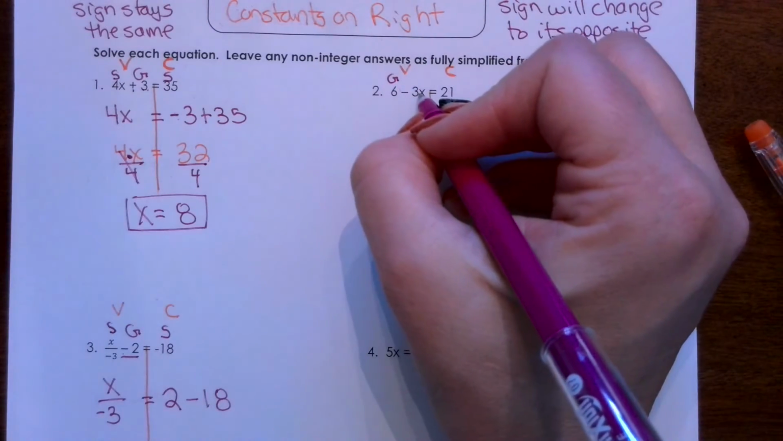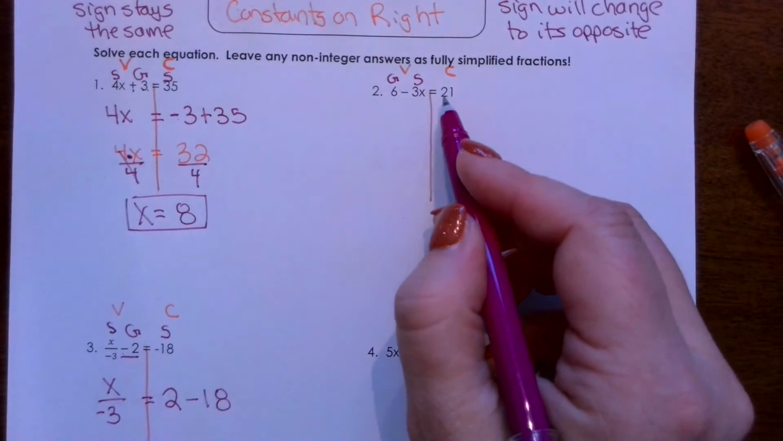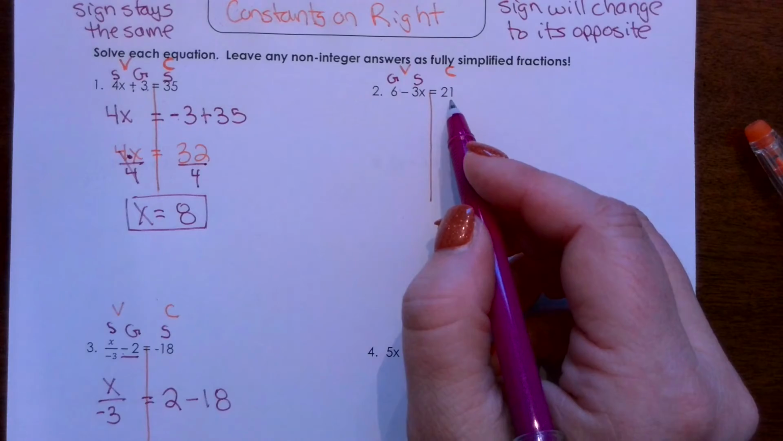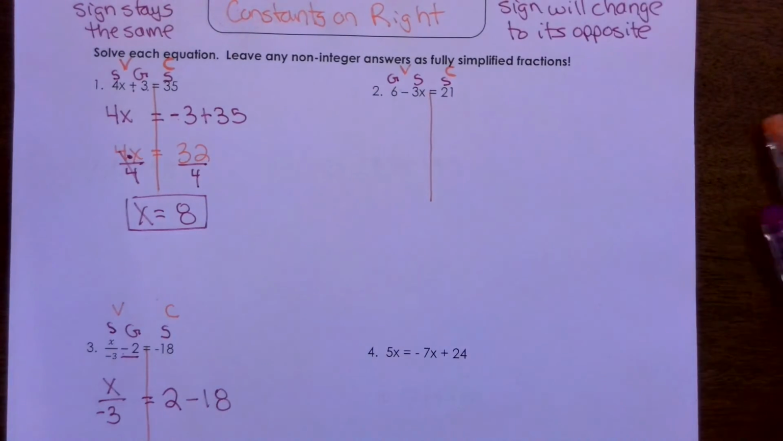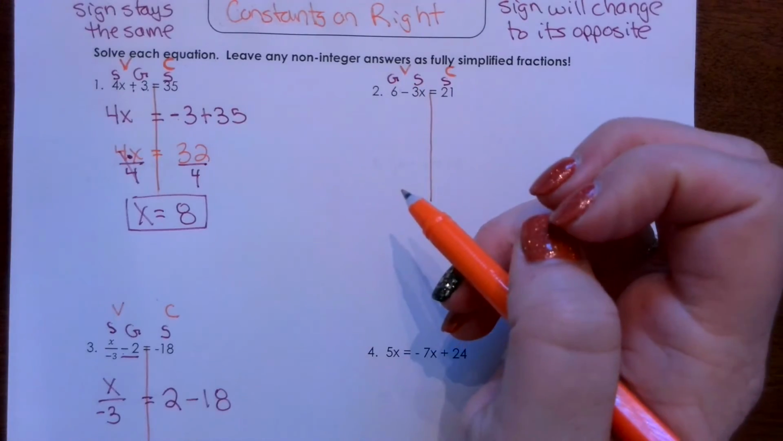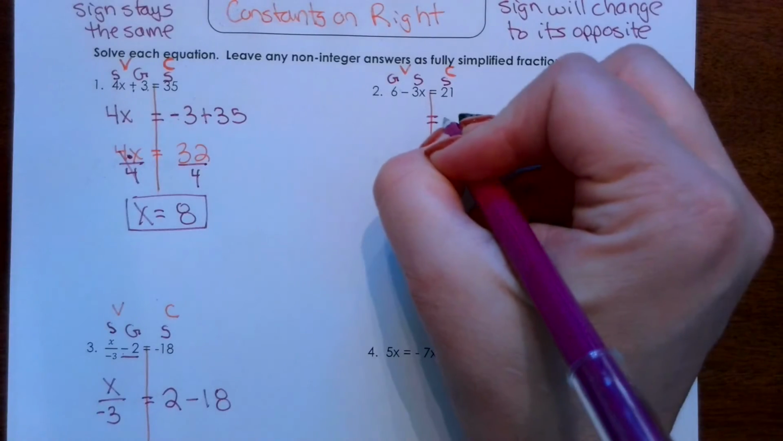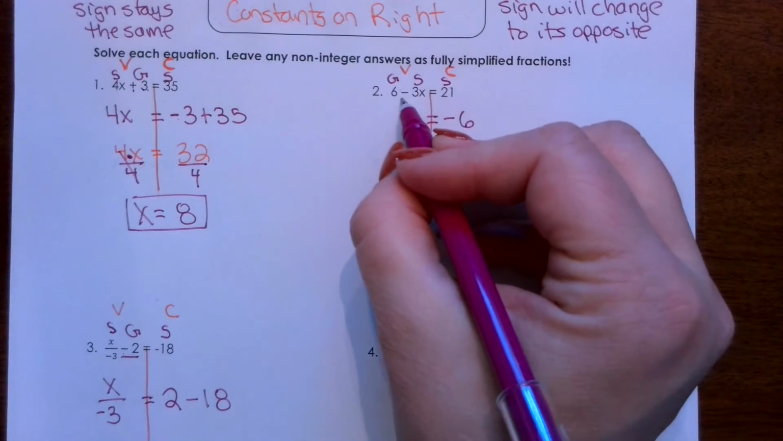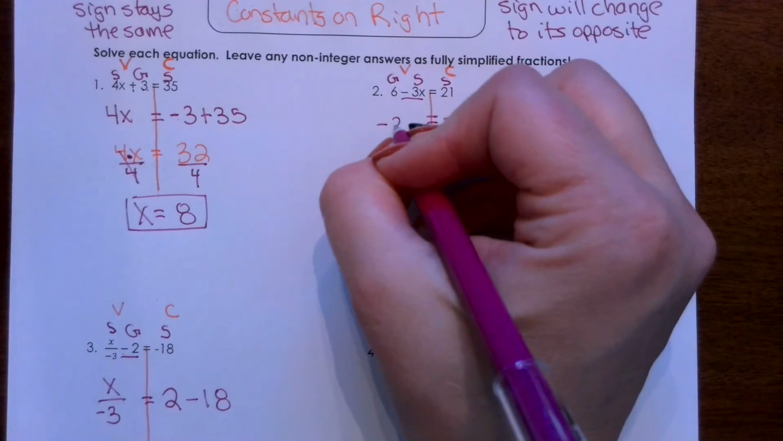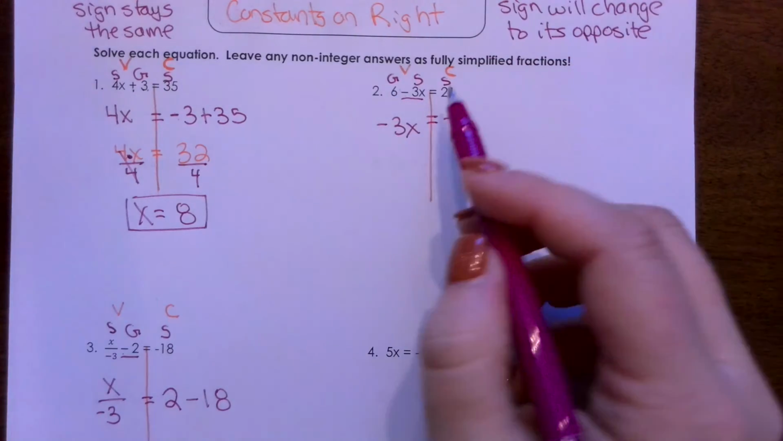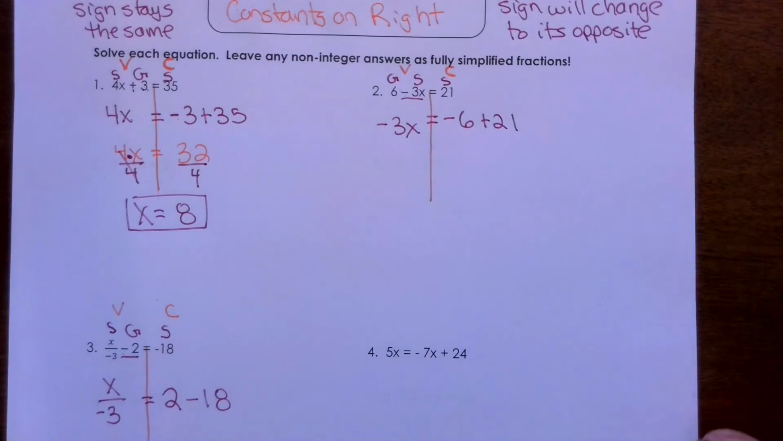My negative 3x is on the left. I want my variables on the left, so it will stay. This positive 21 is on the right. I want my constants on the right, so it will stay. Okay, this is a positive 6. I'm going to make sure that it changes to a negative 6 when it goes. This is a minus 3x. It's going to keep its sign because it's staying, so it's negative 3x. And then I have a positive 21. It is staying, so it will keep its sign, plus 21.